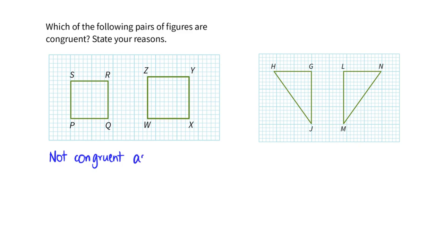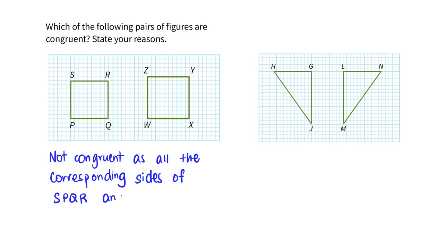Why? As all the corresponding sides of these two figures, which is SPQR and ZWXY, are not equal. Then I look at the other side.